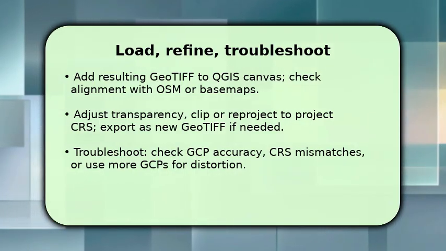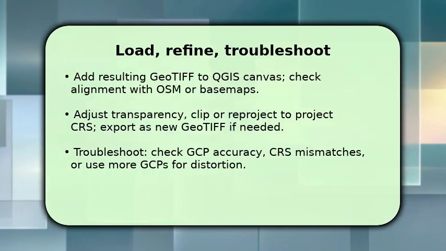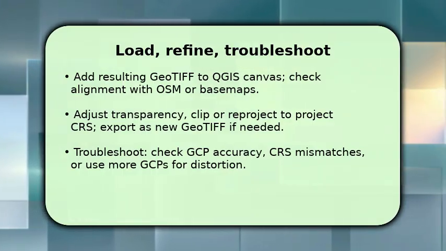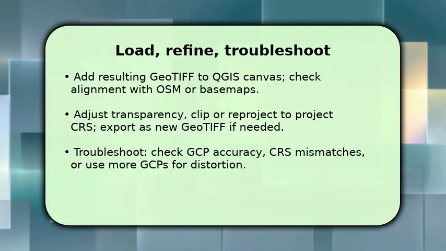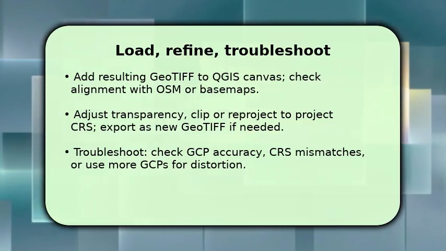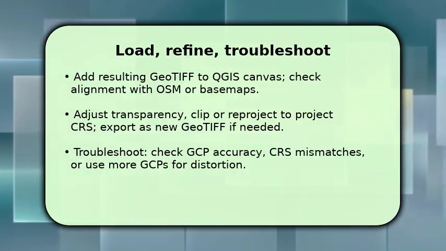If things look off, make sure your control points were accurate and in the same CRS. Mismatched CRS or too few GCPs causes distortion, so add more precise points and rerun the georeferencer.